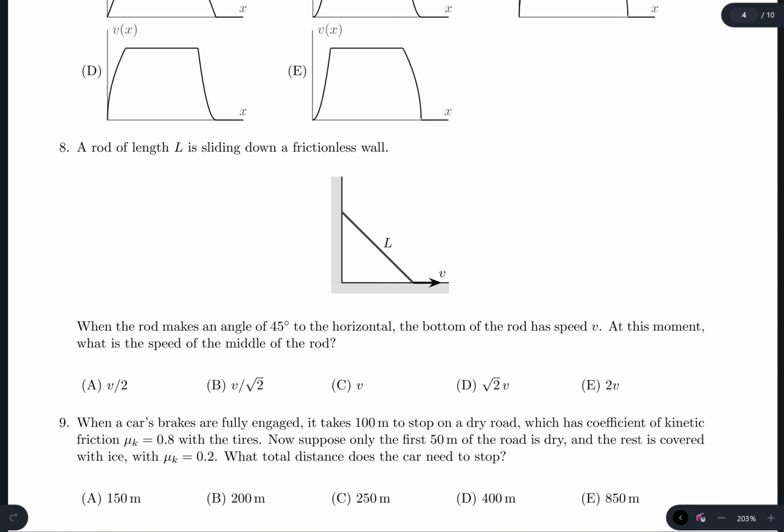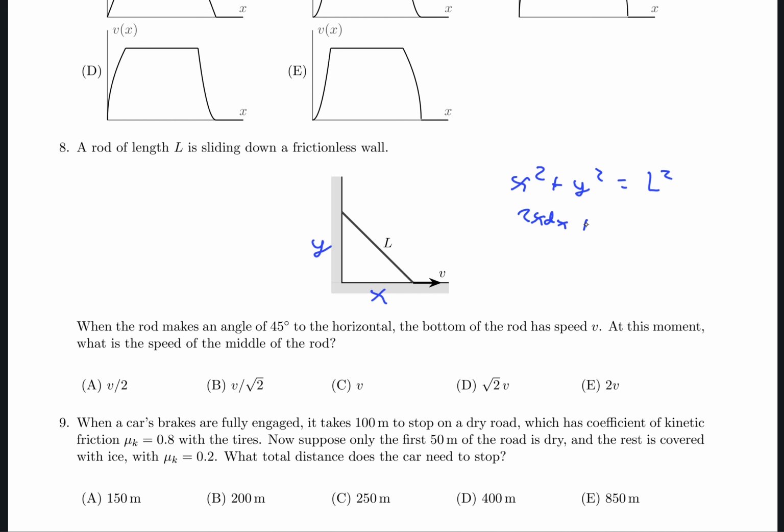A rod of length L is sliding down a frictionless wall. Okay, so who had Mr. Kokoros in calculus? He had you do a lot of problems like this. X squared plus y squared equals L squared. 2x dx plus 2y dy equals 0. Just taking derivatives.